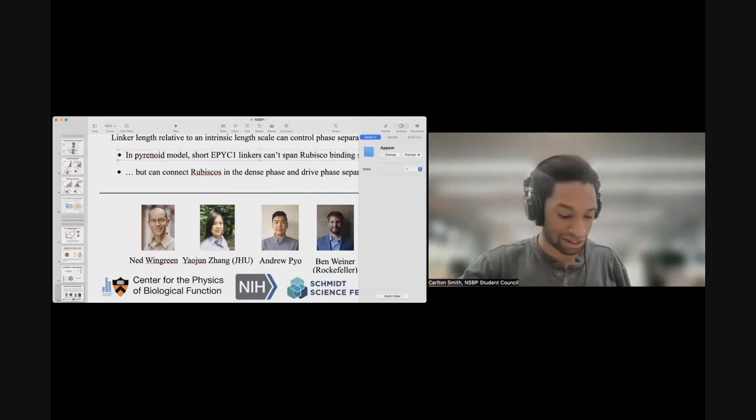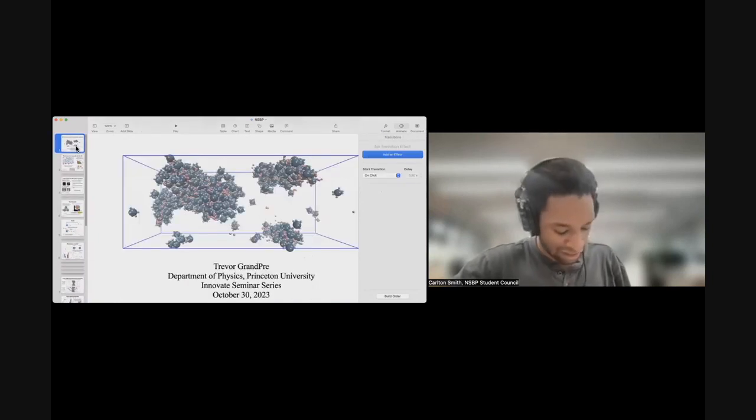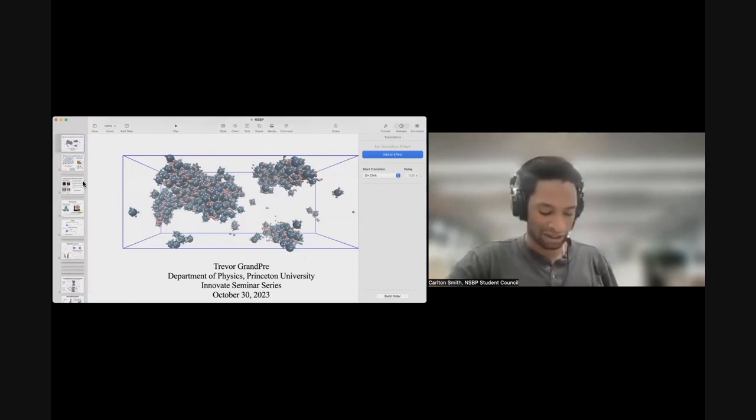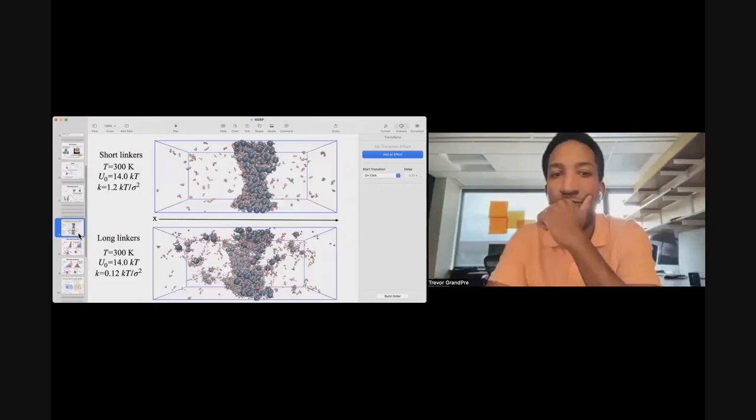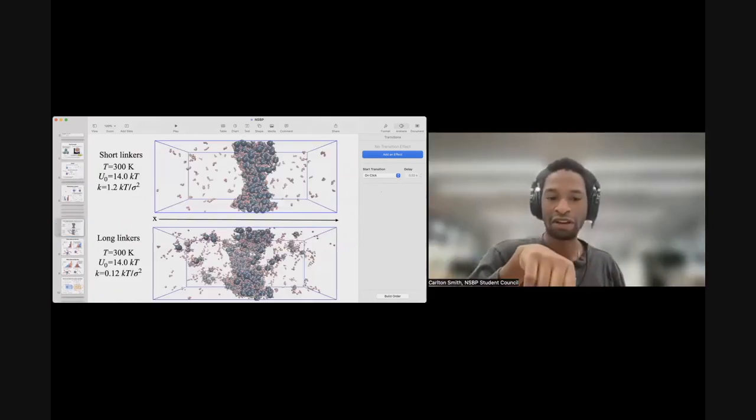But I did have a couple of questions of my own. I think the first one is sort of like a methods question. How did you, in your simulations, take measurements between the dilute versus condensed phase? Is this like the equivalent of changing the temperature of your system?